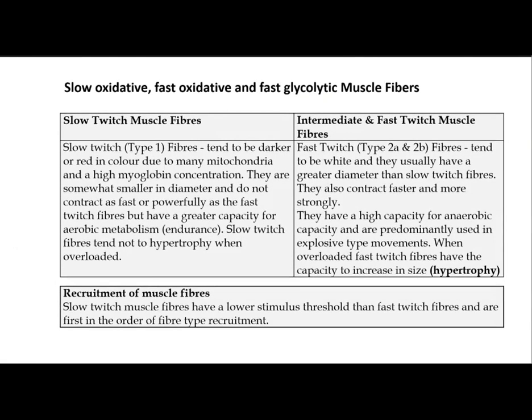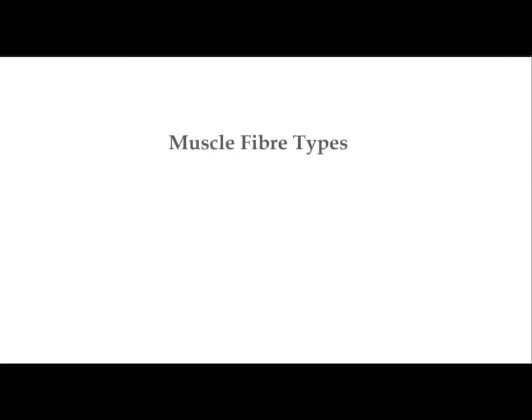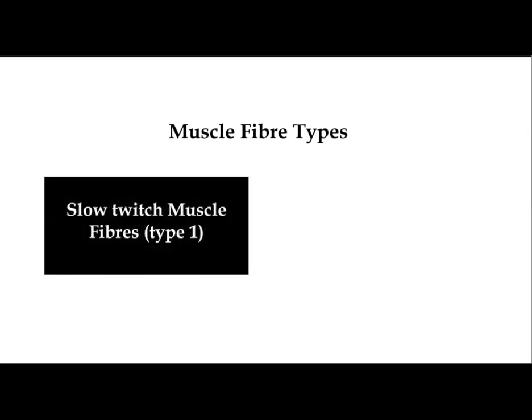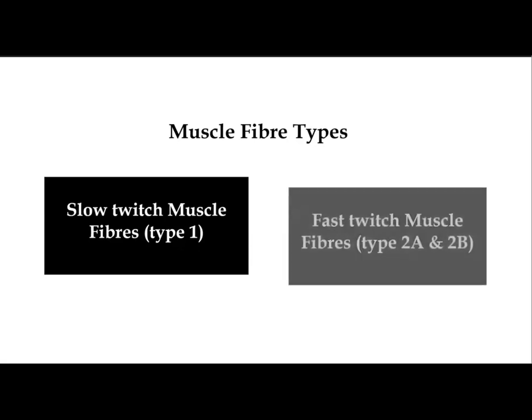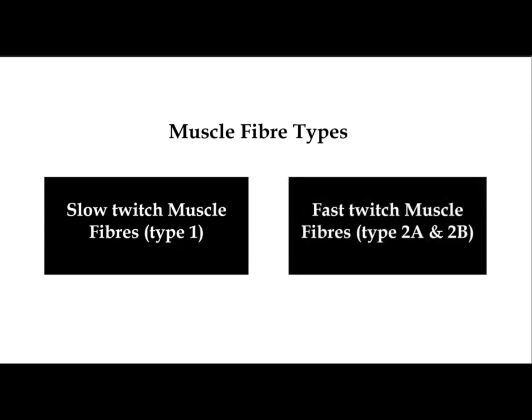Okay, so let's just have a quick look. So in your book, it looks like this. Yeah, so you do have slow oxidative, fast oxidative, and fast glycolytic muscle fibers. Okay, but we will go through this. This one is the same. This is how it looks in a book, and I'm going to explain now what it means. So as I mentioned before, we have muscle fiber type 1, called slow twitch muscle fibers, and we have type 2A and 2B, which are called fast twitch muscle fibers.